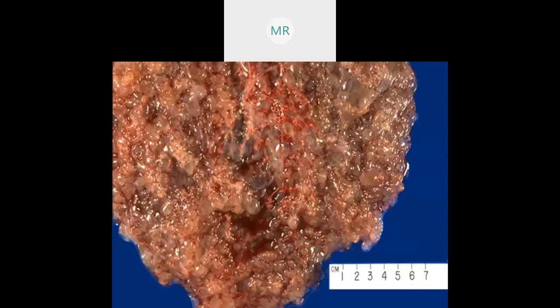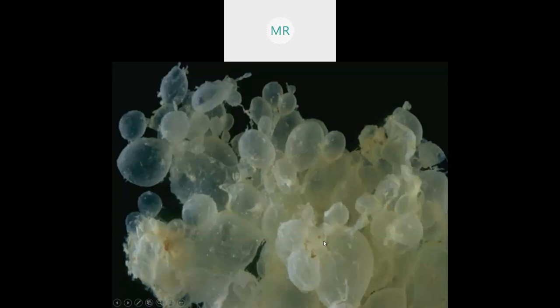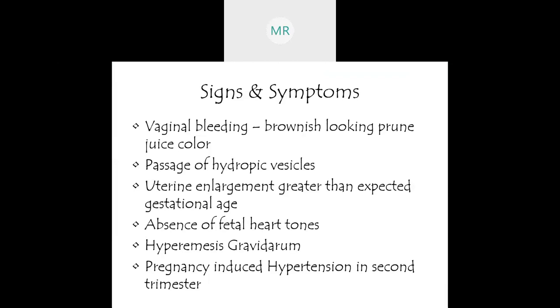I want to show you what the placenta looks like. You see those little fluid-filled grape-like clusters. This is that abnormal formation of the placenta into fluid-filled grape-like clusters. Under a microscope, this is what you see, the little grape-like clusters. This is a placenta, but it's just growing and growing.